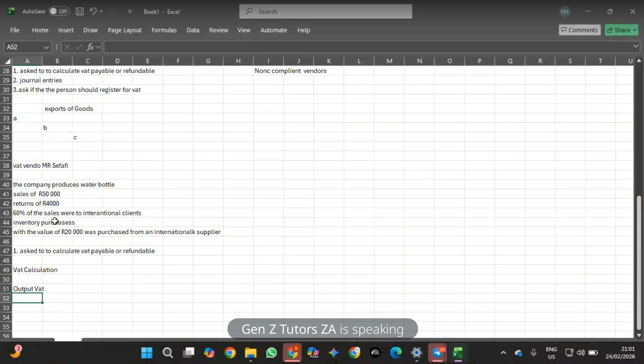With the sales, 60% were to international clients. It means that 40% were to local clients. So VAT is destination based. So now what we'll be looking at is that 40% is for local clients. So let's just start with that 40%. That's for local clients, right? Sales for the local clients.